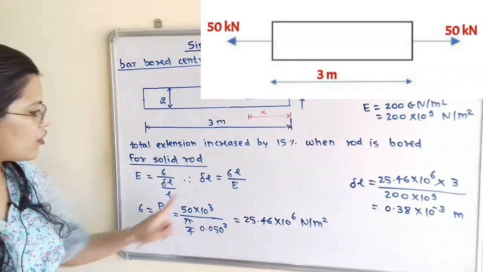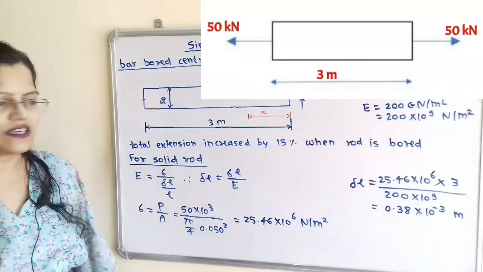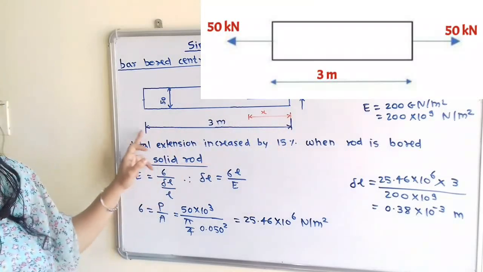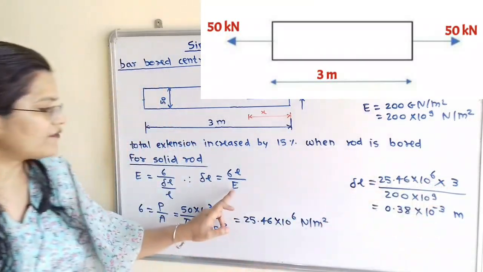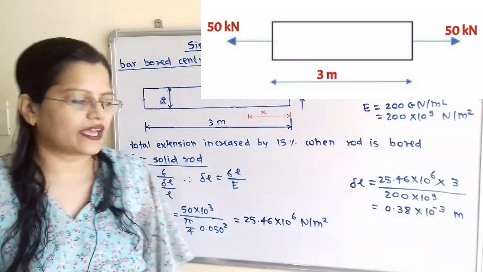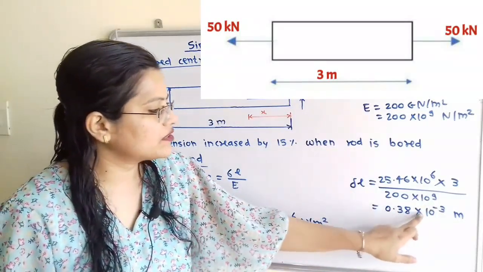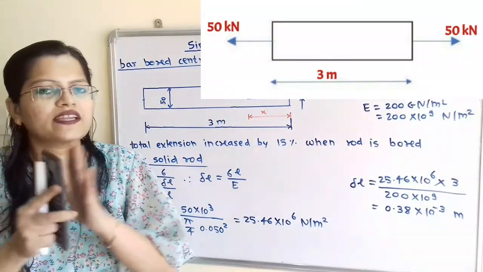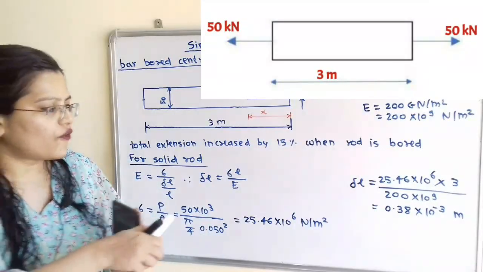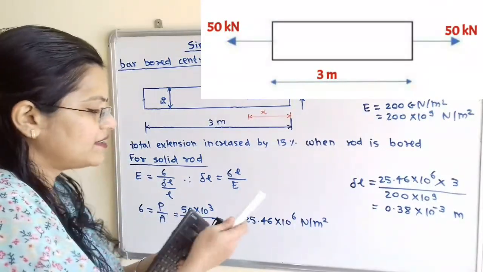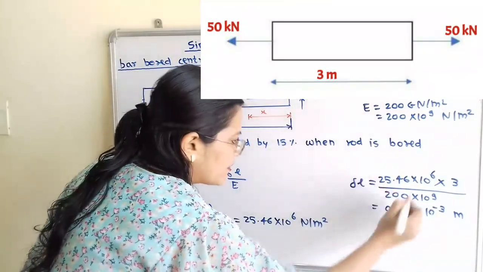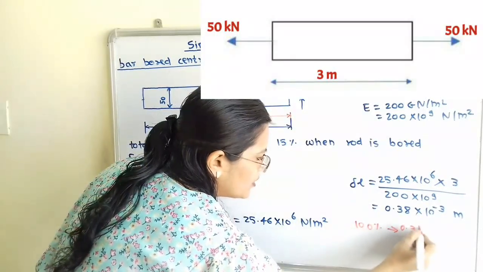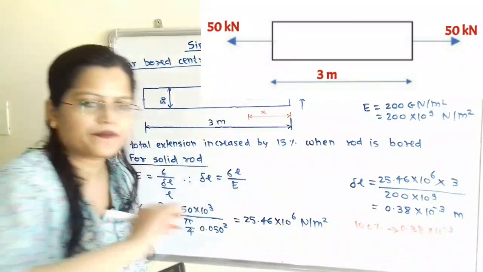Now we will put this value of sigma in this formula to calculate delta L. So delta L is equal to sigma multiplied by length. The length of the solid bar is equal to 3 meter, and the value of E is 200 into 10 raised to 9. So delta L is equal to 0.38 into 10 raised to minus 3 meter. This is the extension of the rod when it is not bored. So we can write this given data as: for 100%, delta L is equal to 0.38 into 10 raised to minus 3.